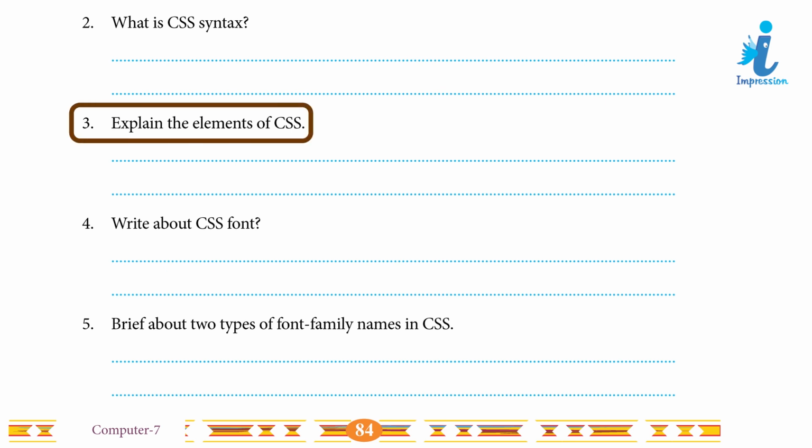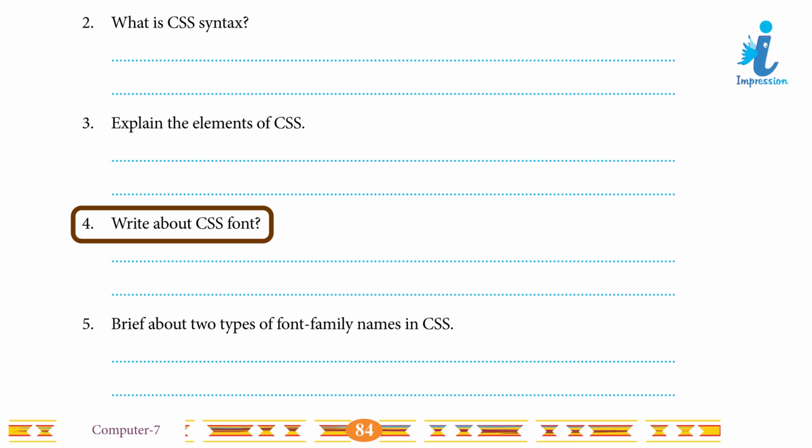3. Explain the elements of CSS. Answer: a CSS code consists of 3 important elements: selector, property, and value. 4. Write about CSS font. Answer: with the help of CSS font, the text font style can be altered. In CSS, changing the font style can be done in one of 3 different ways. 1. By only entering a color's name as a value. 2. You can utilize predetermined hexadecimal color values. 3. Use the RGB color code.